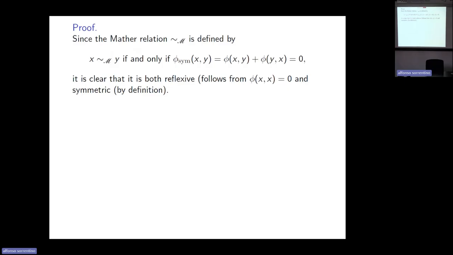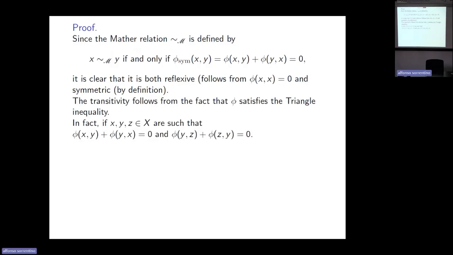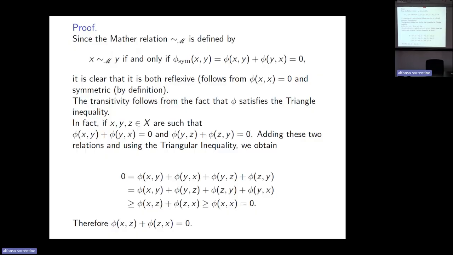The Mather relation is symmetric, satisfies the triangle inequality. It's transitive. It's a simple fact. Now, suppose that you have 2 points which satisfy phi of yx. We want to show that whatever is not in the diagonal is included in the product of the Aubry set by itself. So we take a pair of points which are distinct and which are in the graph. So they satisfy phi xy plus phi yx is 0.